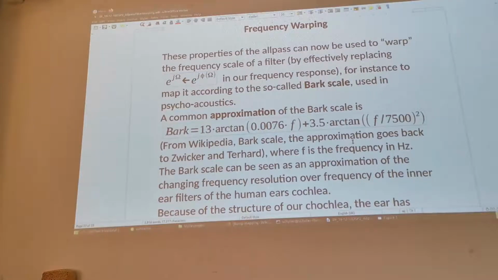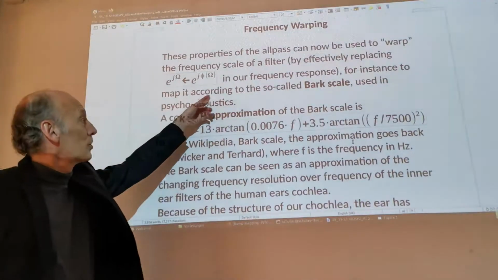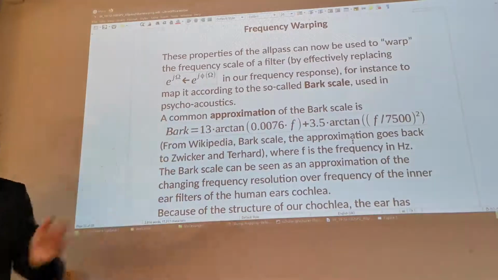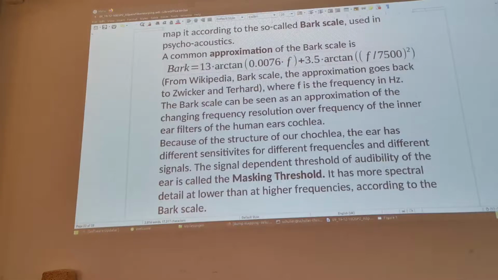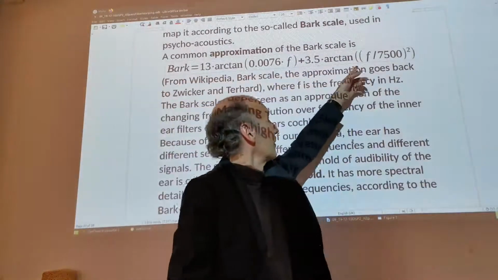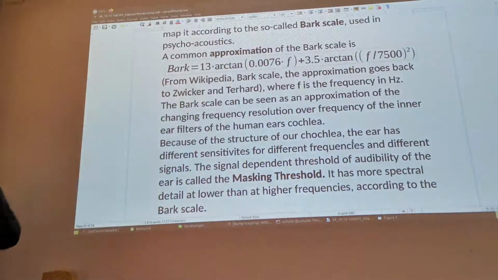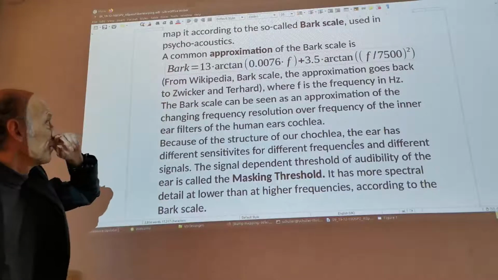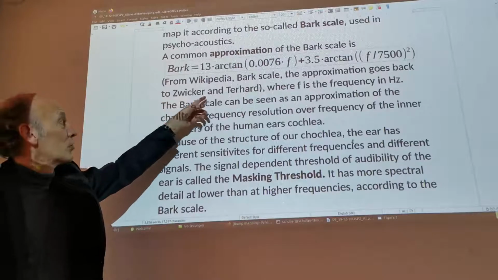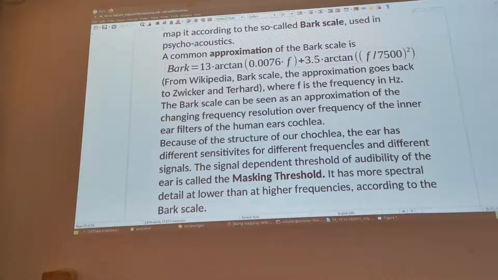Yeah. So we can use it, for instance, to map it according to the so-called Bark scale used in psychoacoustics, which is kind of a logarithmic scale, where the low frequencies are more widely distributed and the high frequencies are squished. The common approximation of the Bark scale is this formula here. Again, it's basically function fitting. There's nothing fancy behind it. I have it from the Wikipedia page on the Bark scale. And this goes back to Zwicker and Terhardt. They came up with this function approximation.